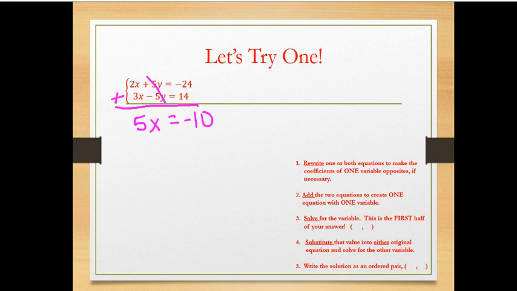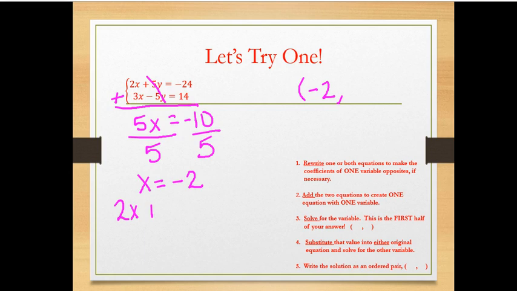So we have 5x equals negative 10. 5 is being multiplied by x, so we'll divide by 5 on each side. And we get x equals negative 2. Well, we know the first half of our solution right there. X is negative 2. Then we're going to take that negative 2 and plug it into one of the original equations. I'm just going to use the top one. It's 2x plus 5y equals negative 24.